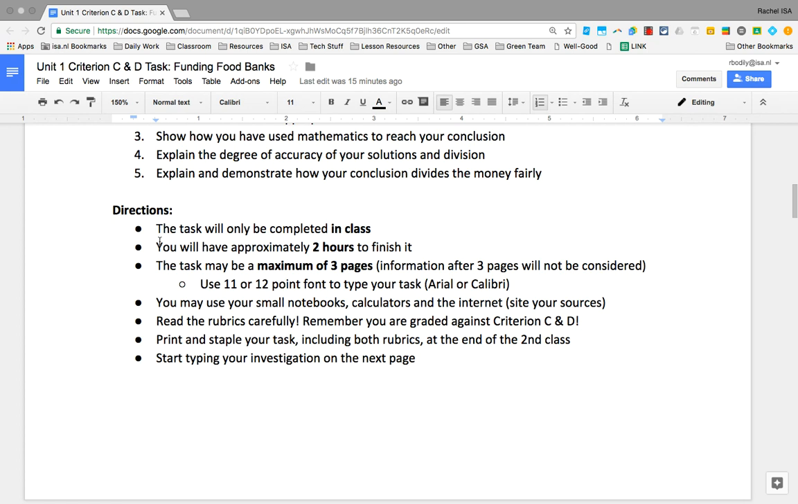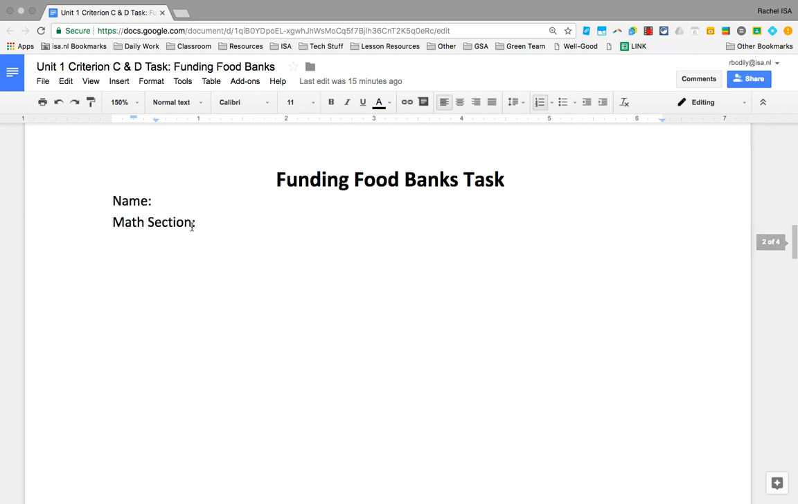And then we will take care of printing and stapling, including the rubrics at the end of the second class. And you can just start typing your investigation on this page below. One last thing I'd like to say, at the very end of this period, go ahead and submit your task, and the start of next period, we will unsubmit. Good luck everybody. Do your best, show your work, and remember, we were working with rates, ratios, and proportions, so you can use all of that information to explain and describe how much money you would give to each community and why.